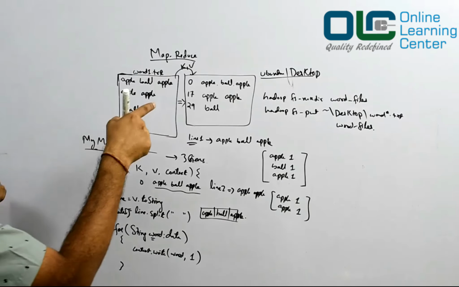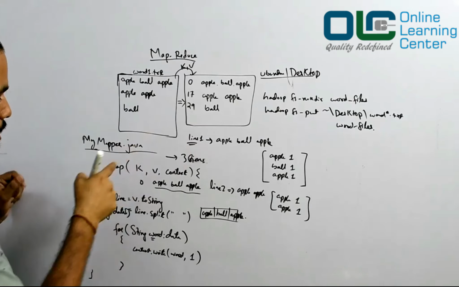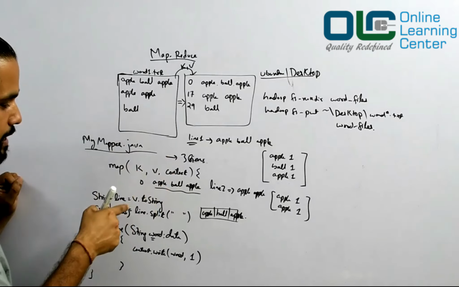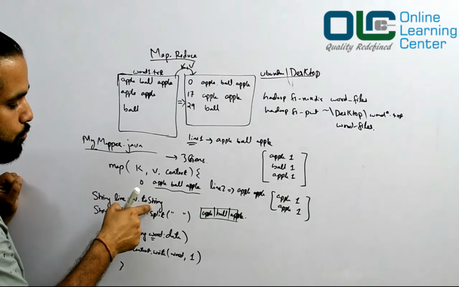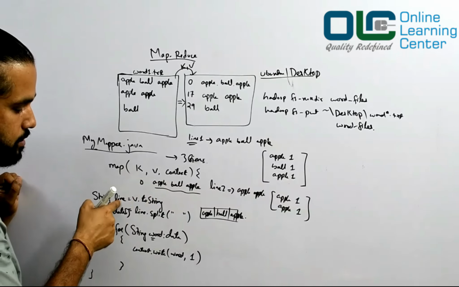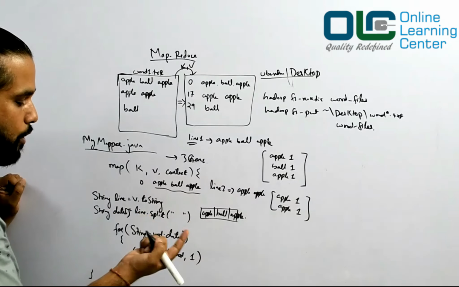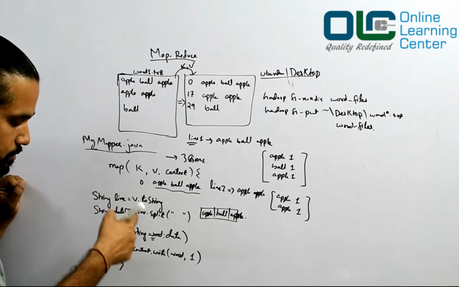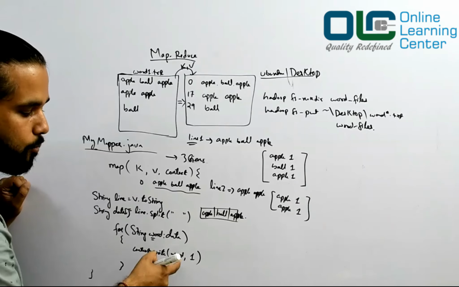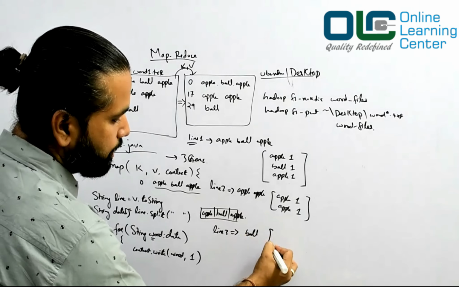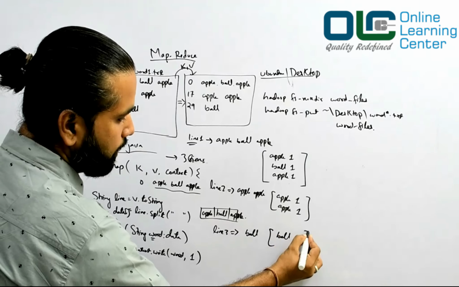Now again, you have line 3, ball. So this map will be executed again for line 3. This time you converted v dot to string, then you say line dot split of space. What you get is only ball. Then this for loop will iterate 1 time, and you're saying ball and 1. So for line 3, you had ball, and you just said ball 1, right?